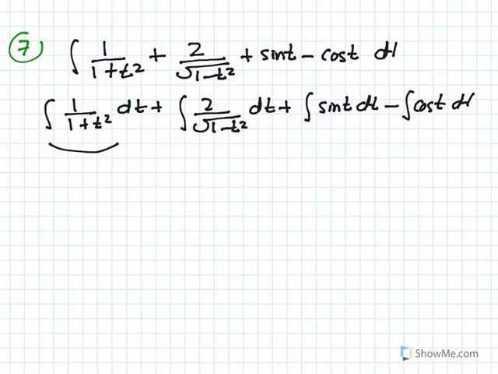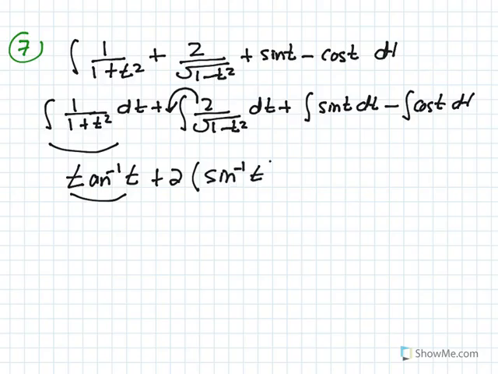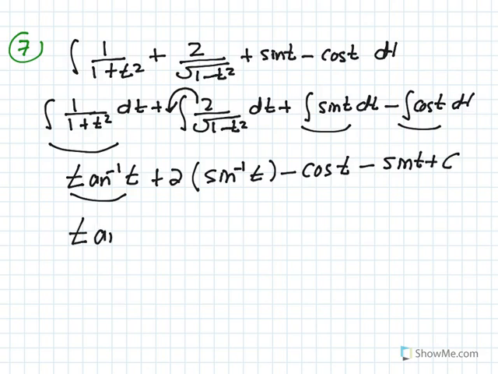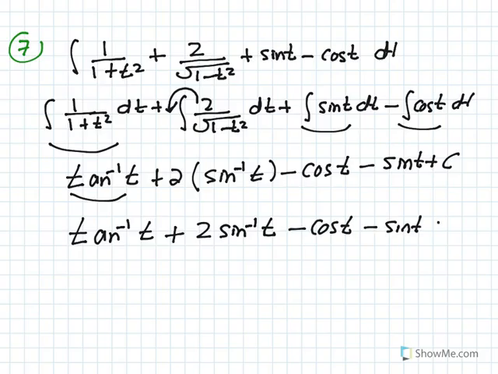Antiderivative of 1 over 1 plus t squared, this is tan inverse t, that's arctan t. Bring this 2 out, plus 2, and the integral of 1 over root 1 minus t squared is sine inverse t, arcsine t. Integral of sine t is minus cos t. Integral of cos t is sine t, plus c. Let's rewrite this. That's tan inverse t plus 2 sine inverse t minus cos t minus sine t plus c.